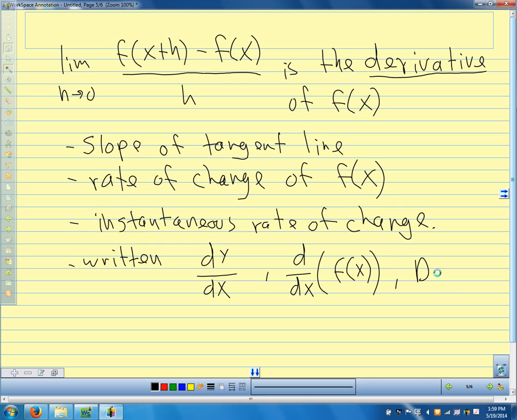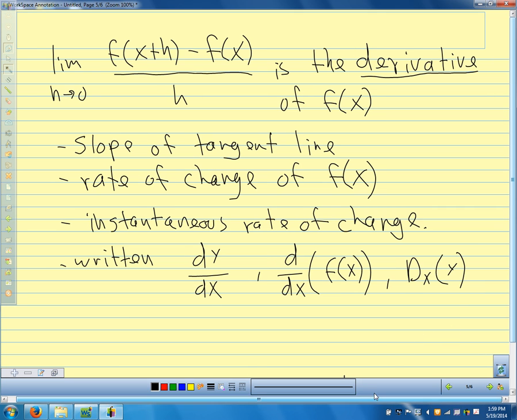Or you might also see d sub x as a subscript. And sometimes you'll see d sub x of f of x. All of these things mean exactly the same thing. All of these refer to the derivative, and the derivative refers to this limit. We're finding the slope as the run, the change in x, gets really, really small.